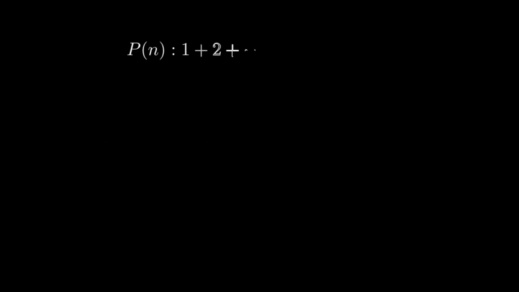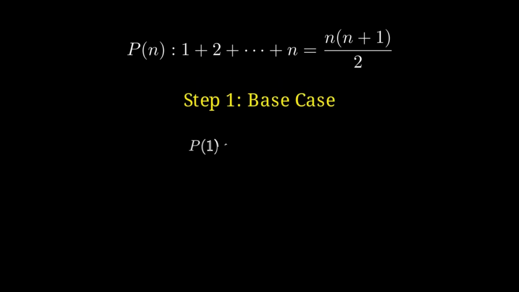Let's prove the sum formula by induction. For the base case n equals 1, both sides equal 1, so the formula holds. For the inductive step, we assume the formula is true for some k. Adding k plus 1 to both sides and simplifying, we get exactly the formula for k plus 1. By the principle of induction, the formula is true for all positive integers.